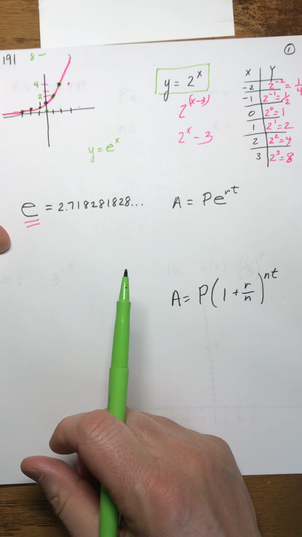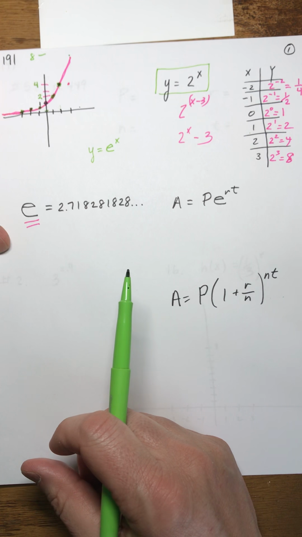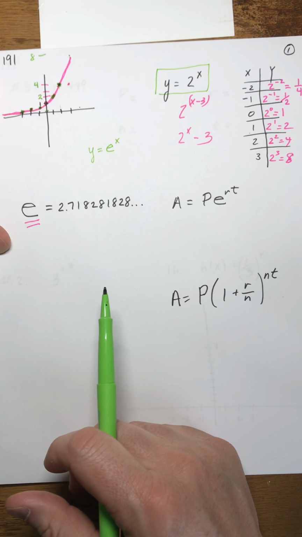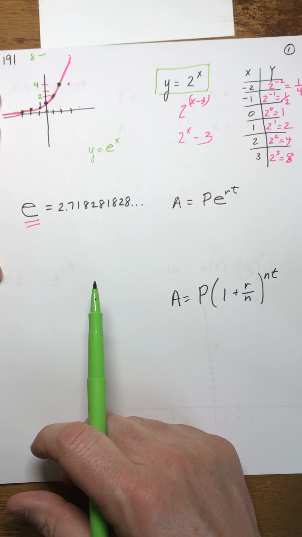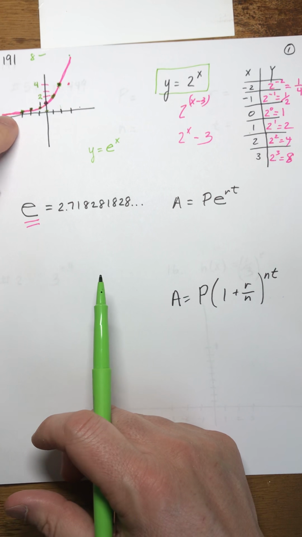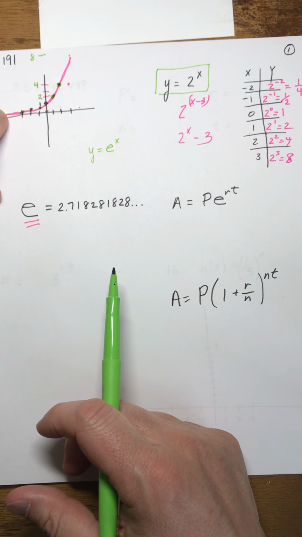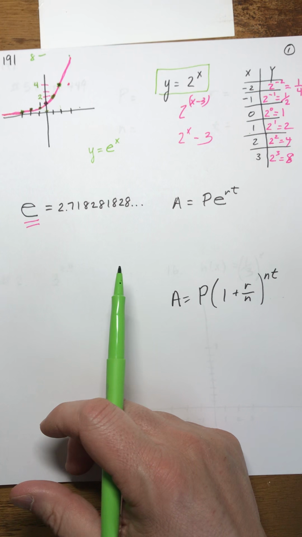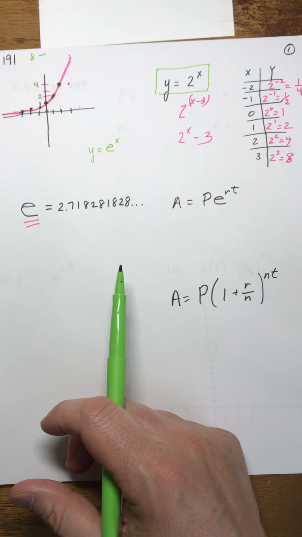You've heard about money growing exponentially, or people or populations, or even diseases like this coronavirus will grow exponentially. This is sometimes a good thing if it's in your favor, and sometimes a bad thing if you're talking about bacteria in the body or some other virus.